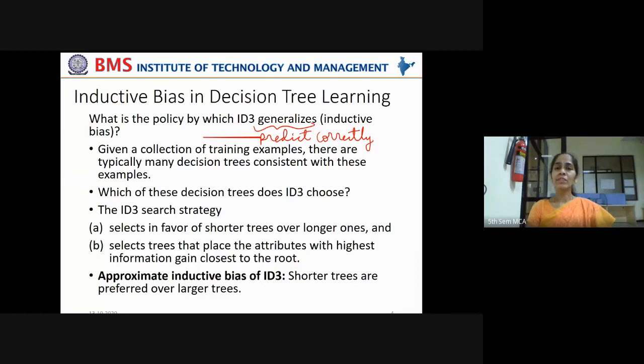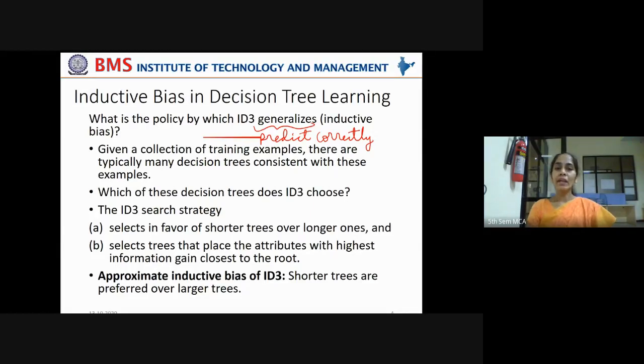What is the policy by which ID3 generalizes? Meaning, what is the inductive bias it follows? What is the assumption it makes? Okay, that has to be understood. Generalizes means it should be able to predict correctly when some unseen data is given. The machine learning algorithm will learn from the training examples, the behavior of the data it tries to understand, and it will try to generalize or predict correctly when some new data point, some unseen data point, is given, right? That is called the generalization capability of that learning algorithm.